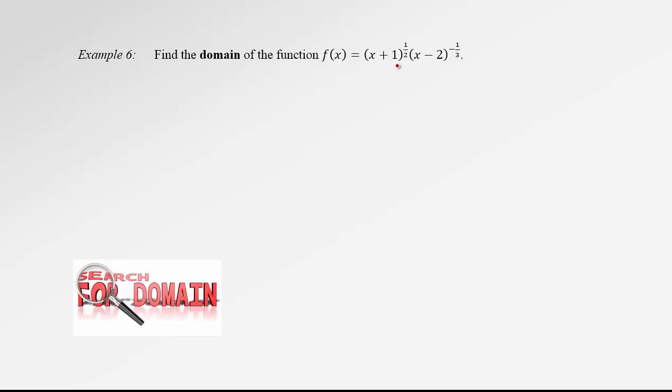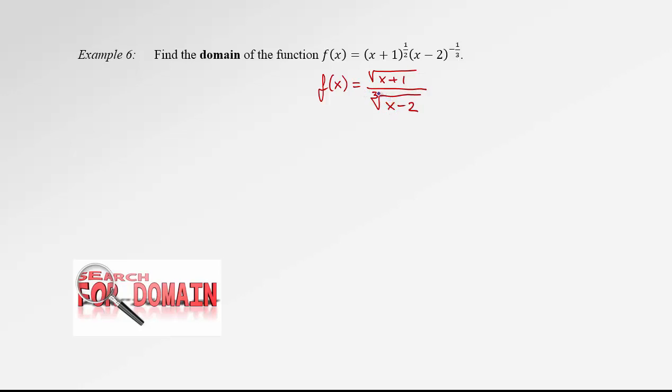So the first thing that I would suggest is to rewrite this function in radical form. That means instead of 1/2, let's write a radical, square root of x plus 1. And then because of this negative, we place this bracket in the denominator, so it's over x minus 2 to the 1/3, but that means cubic root of x minus 2. If we see our function this way, it's easier to detect what are the conditions to satisfy by the domain.